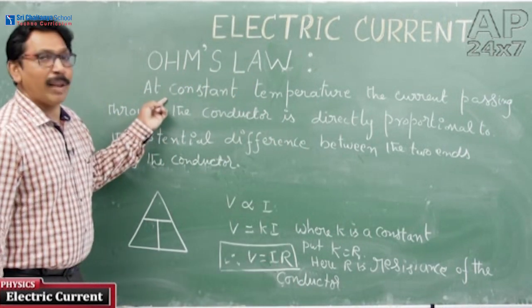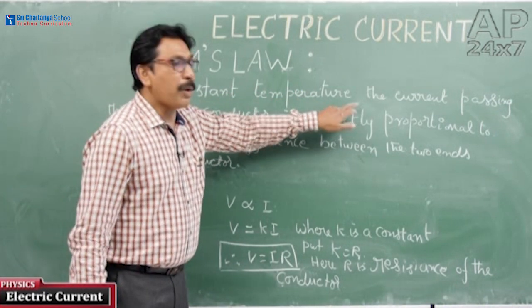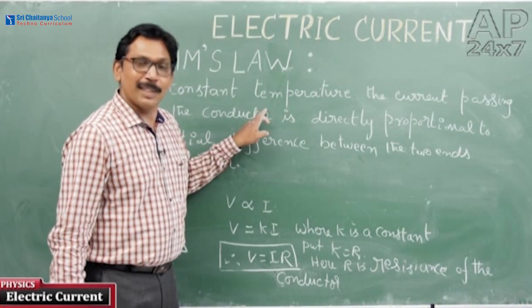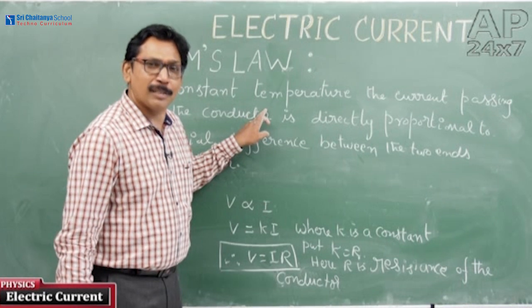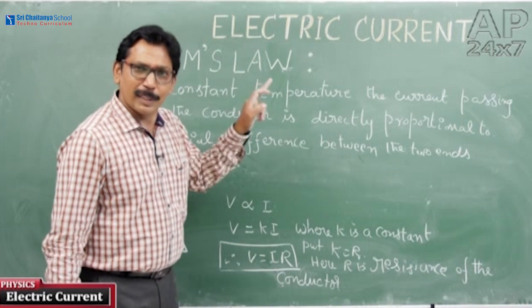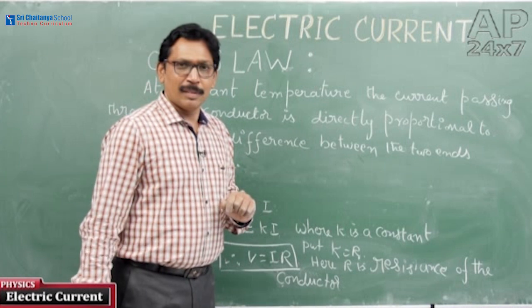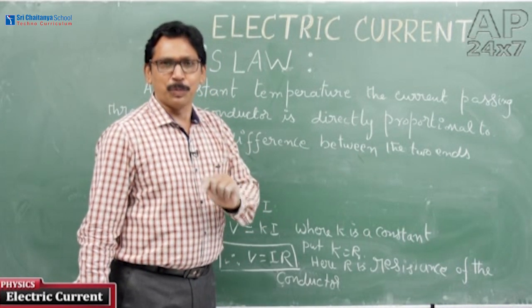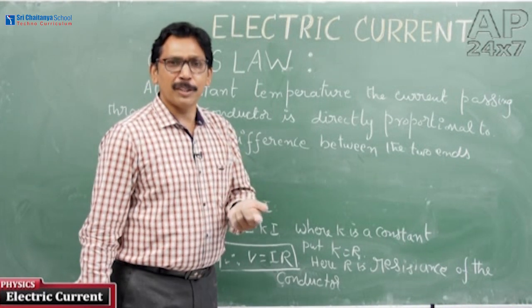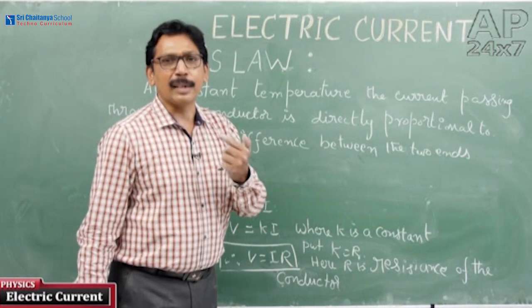The statement is like this: at constant temperature, the current passing through the conductor is directly proportional to the potential difference between the two ends of the conductor. Once again, at constant temperature, the current passing through the conductor is directly proportional to the potential difference between the two ends of the conductor.